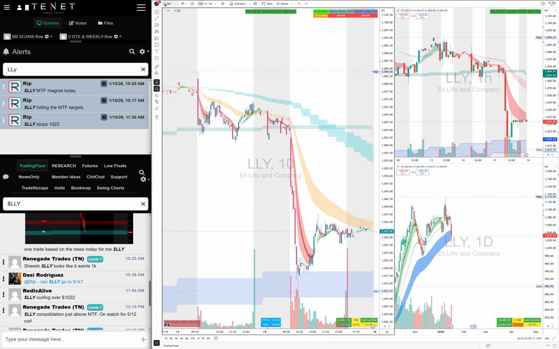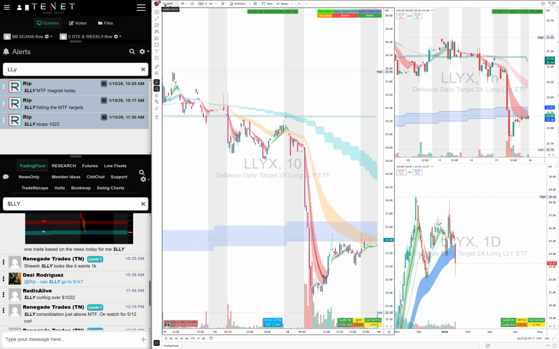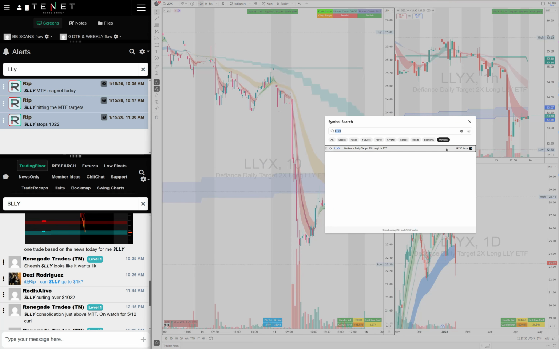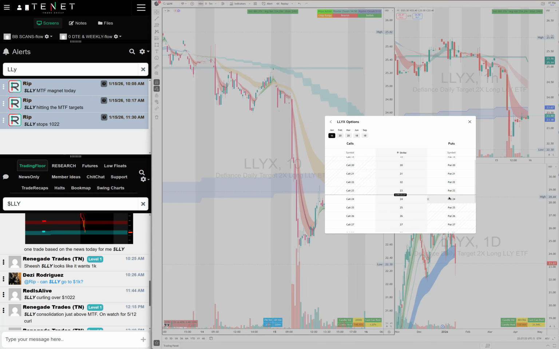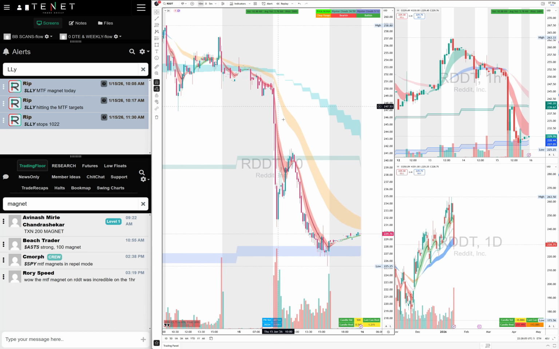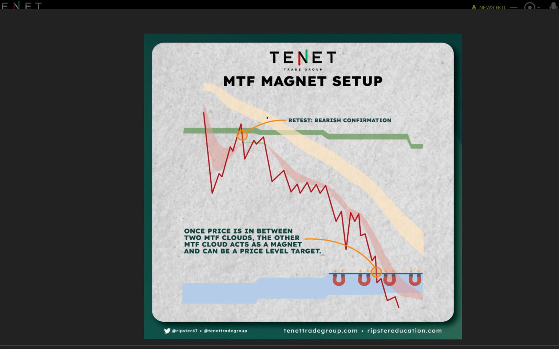Of course, another way to trade them is to trade leveraged ETFs, Lily X. You could short it and buy the puts on that. Those puts also would be good. So that's an MTF magnet setup. There was another MTF magnet setup today. Reddit was another MTF magnet. You could see it flushed from here to here, popped to this MTF and flushed to the next MTF. So these are the MTF magnet setups that are really helpful for you to trade all the way down. So this is our MTF magnet setup.